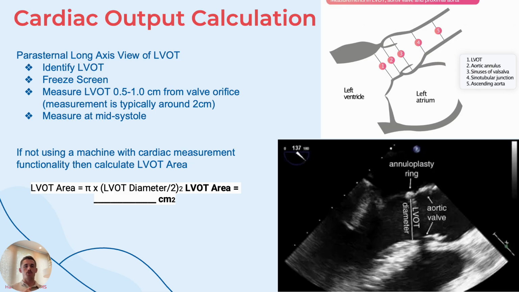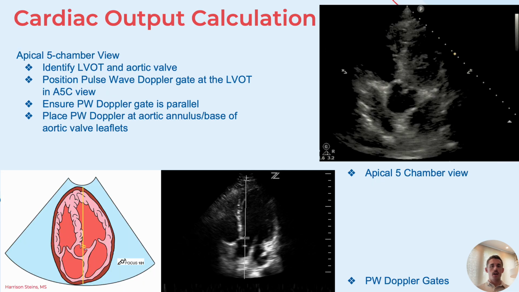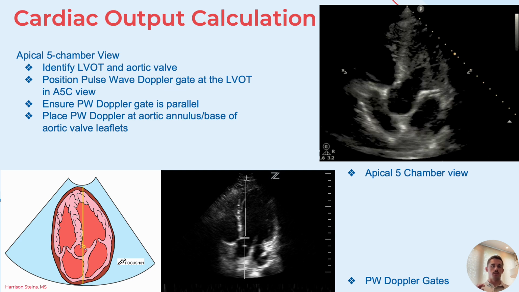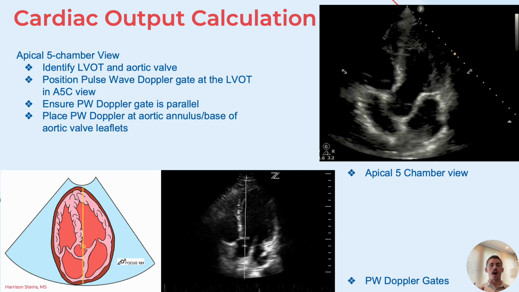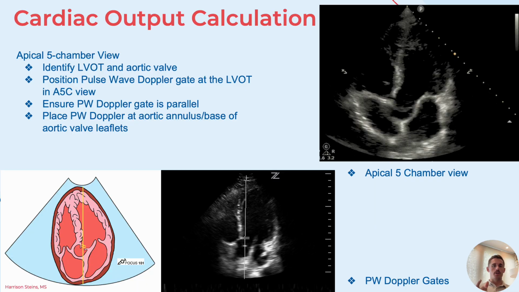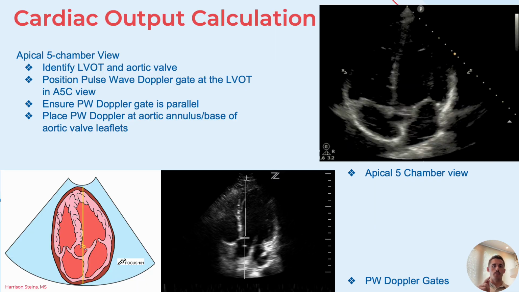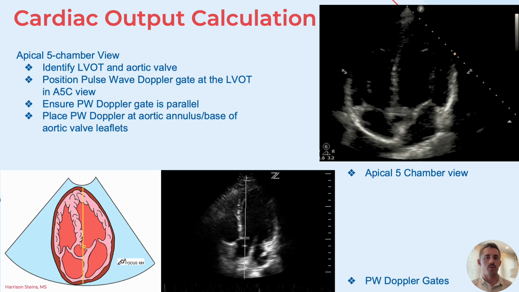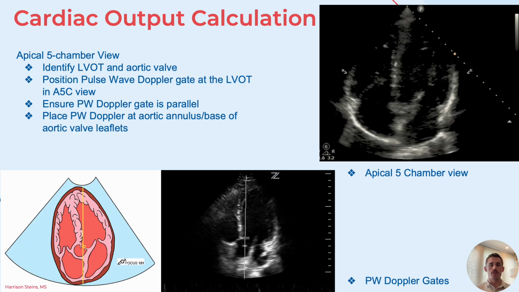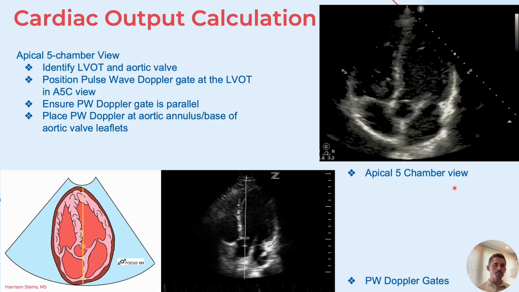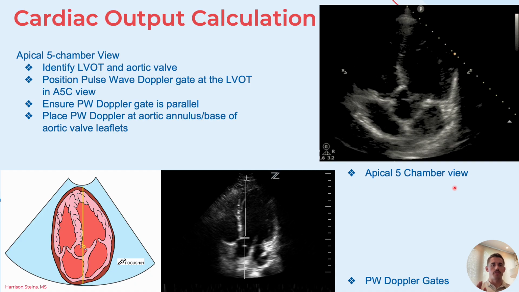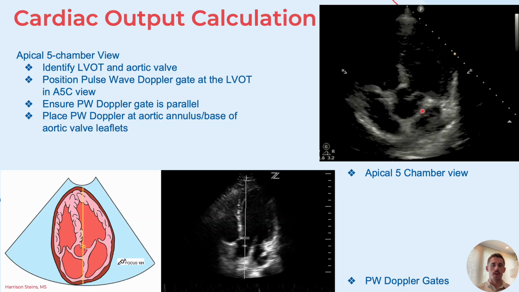If you're not using a machine with the function, then you can put that measurement into this equation that we have down here, and that's also on that card. Once we've done that, we're going to flip from a parasternal long axis view looking at the LVOT to an apical 5 chamber view. In understanding the apical 5 chamber, we want to know that we can see the left ventricle, right ventricle, obviously right and left atria, and then that aorta. And that aorta is where we're actually going to be taking this measurement from. So we've identified the left ventricular outflow tract and the aortic valve. This is a beautiful apical 5 chamber view.